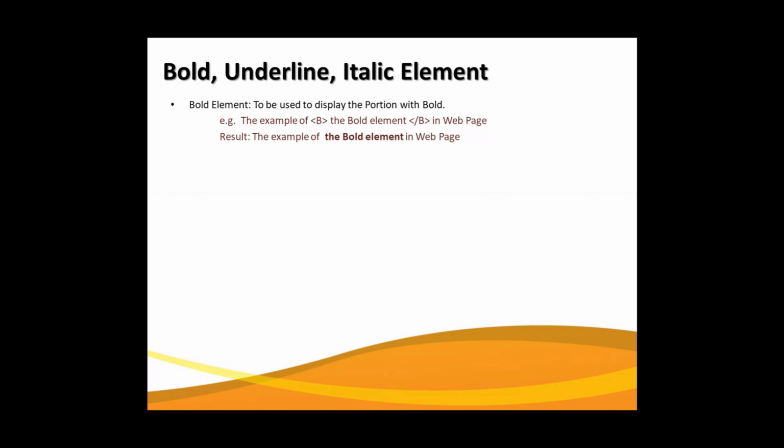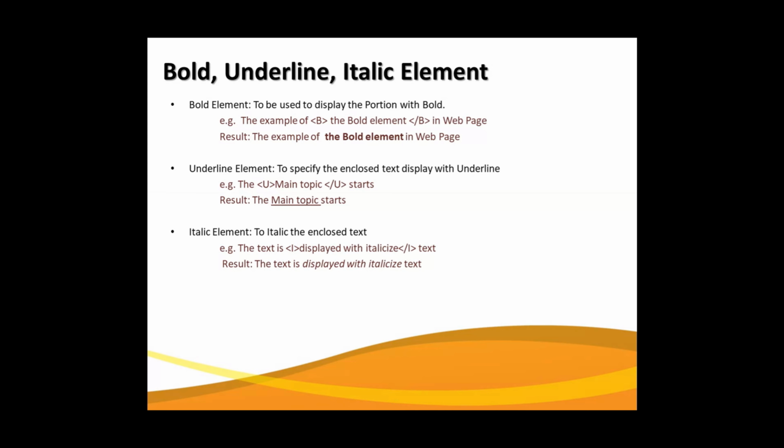Next is the bold element. It is used to display a portion of text in bold letters. For doing so, we use the B element. In the example, from the complete sentence, the portion we want to bold is kept between the B opening tag and B closing tag. The same applies for underlined text and italicized text. For underlined text, we use the container element U, and for italicized text, the container element I is used. The underline element is used to underline any text and the I element is used to make any text italic.